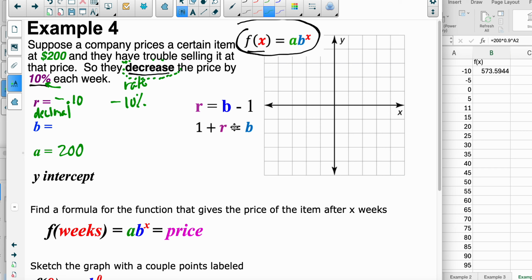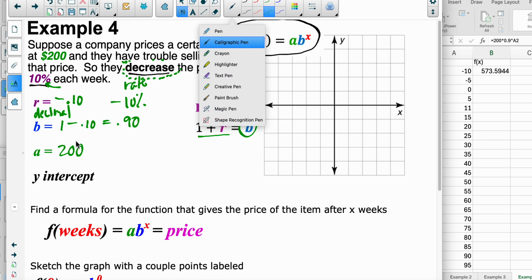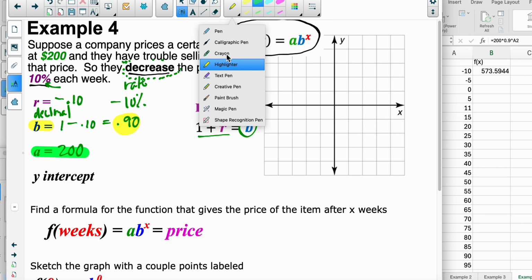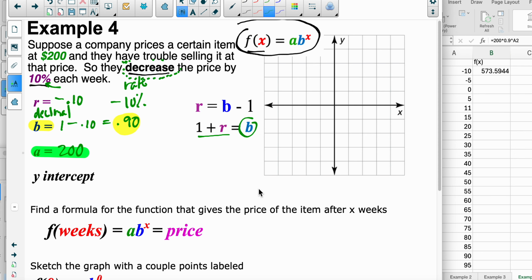All right, and then I know that b is equal to 1 plus the rate. Well, in this case, I have a negative rate, so it's 1 minus 0.1, which equals 0.90. So now I have all my pieces here. I have b equal to 0.9, and a equal to 200. So I can write this equation: y equals 200 times 0.9 raised to the x.